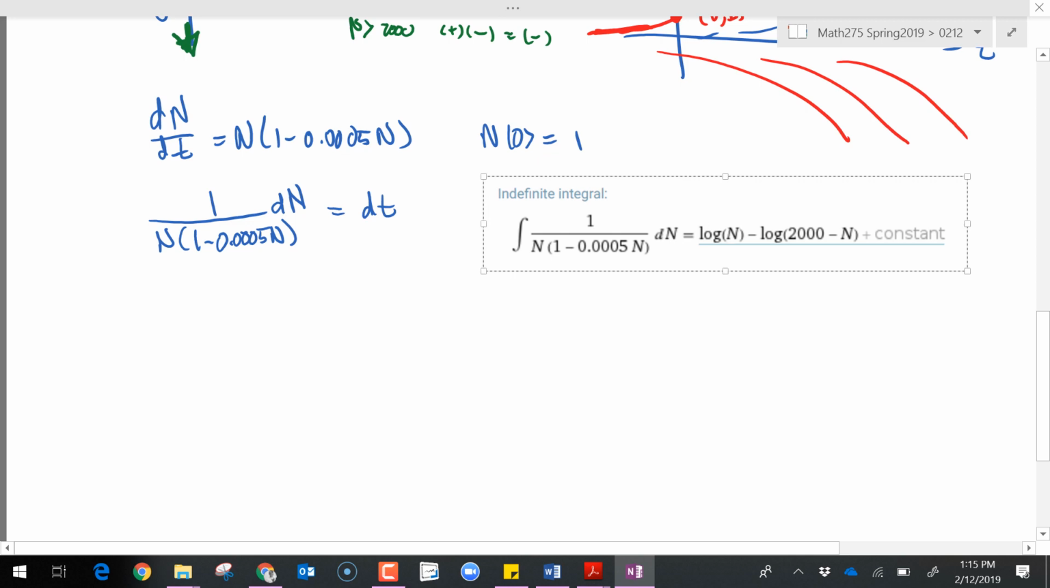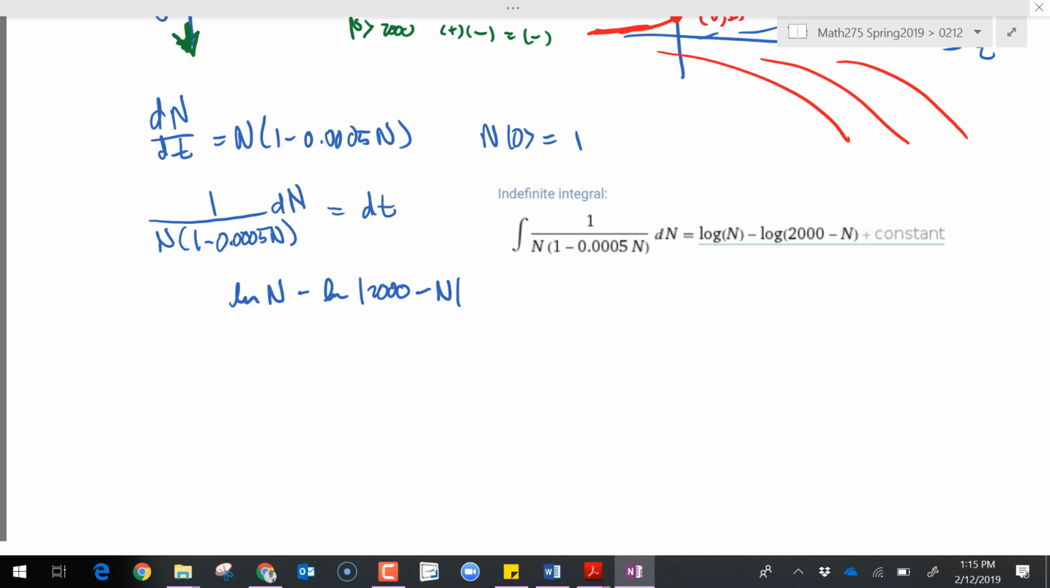So we have ln of n minus ln of 2000 minus n. n is between 0 and 2000, by the way, right? So we can eliminate the absolute values if we want. And then the dt, if you integrate the dt, that's just going to be a t with a constant. So we'll put all the constants on that side.